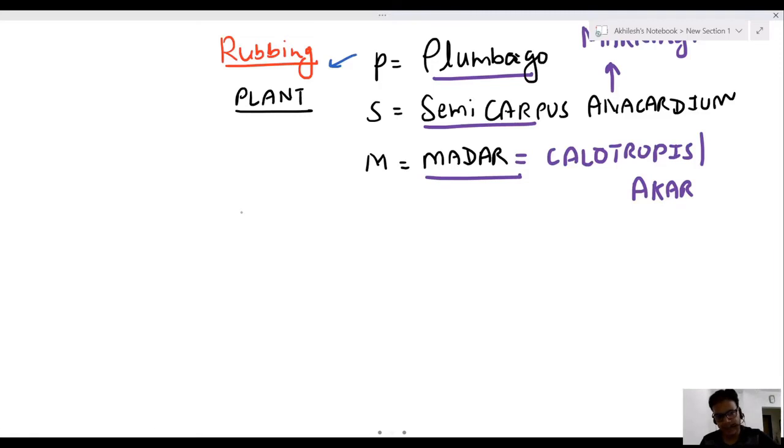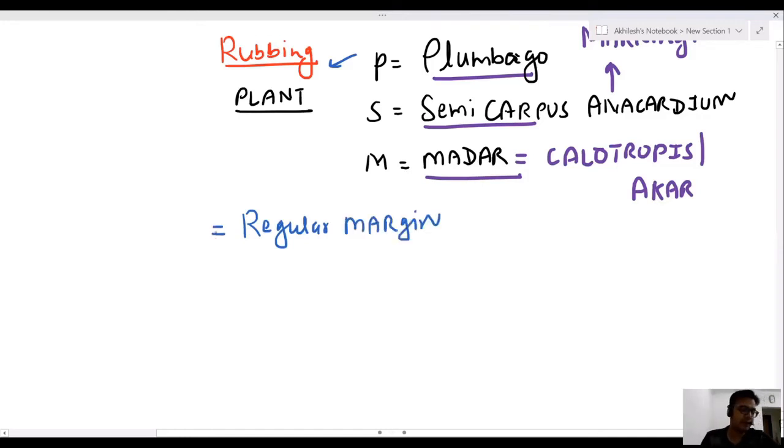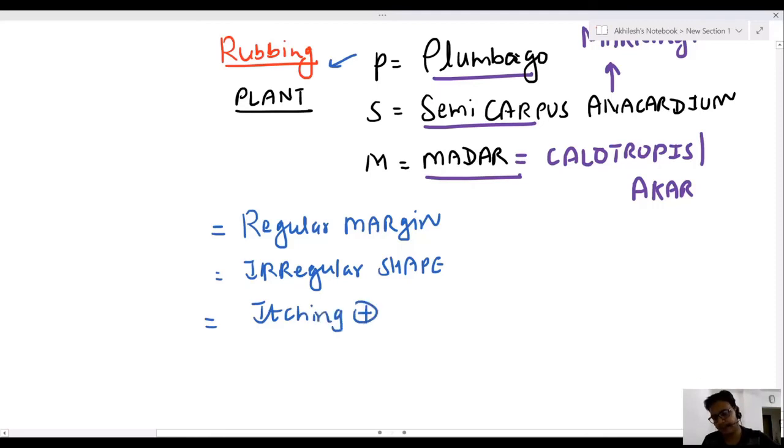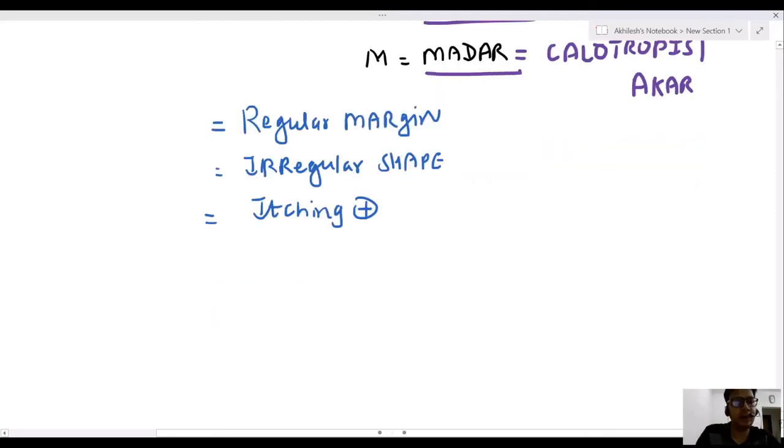Very simple. An artificial bruise has a regular margin. A traumatic bruise has an irregular margin. It has a regular margin present with irregular shape. And itching is present because of irritation. Doctor, these are some important differentiating features: regular margin with irregular shape, with itching present.